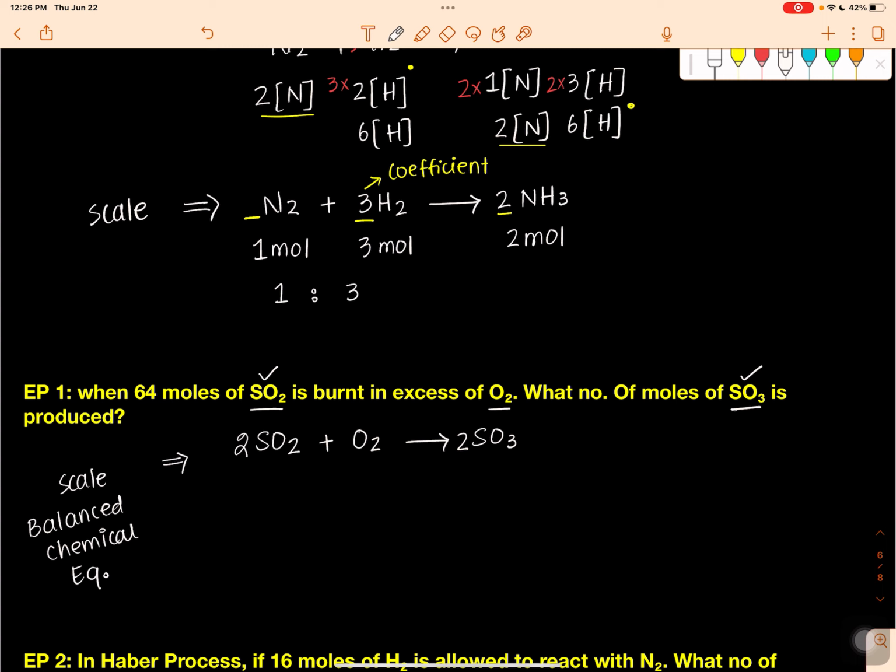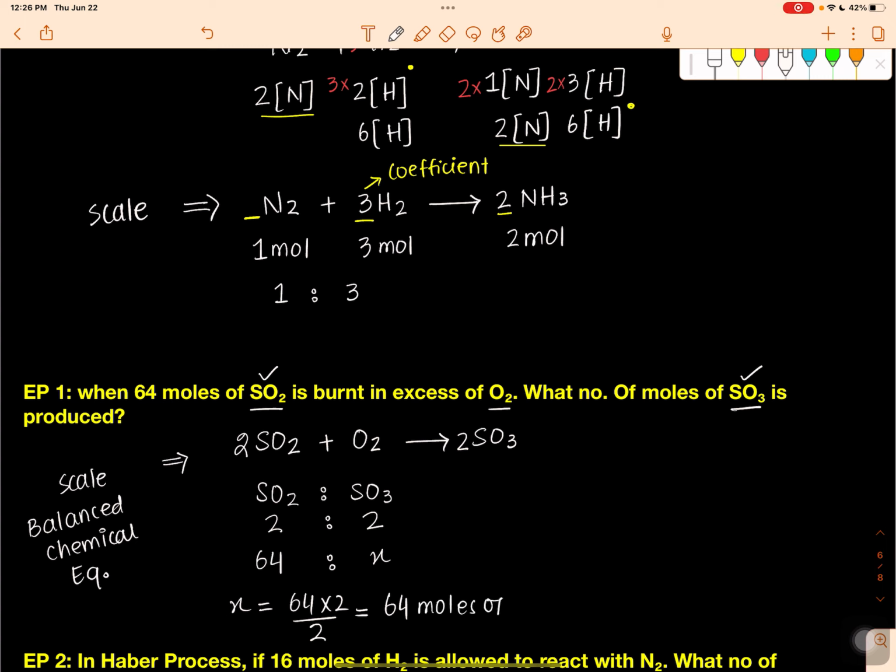So the relationship is between sulfur dioxide and sulfur trioxide. The scale tells me that when 2 moles react, it will produce 2 moles. So if I take 64 moles, this is going to produce X, which is equal to 64 cross 2 upon 2, we get 64 moles again.